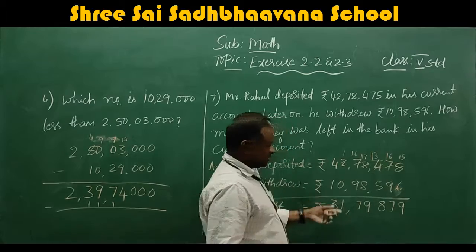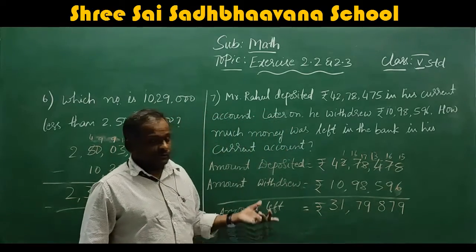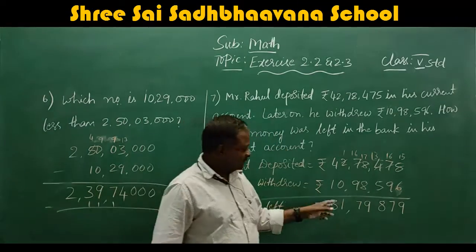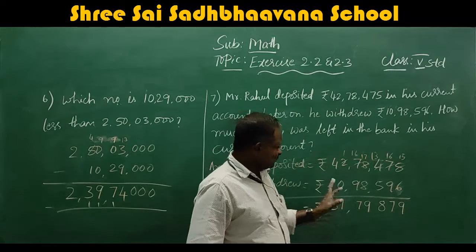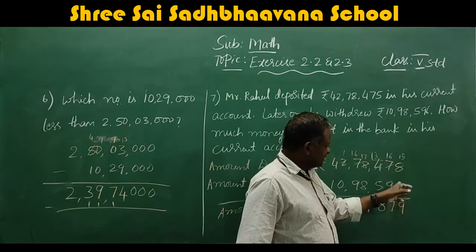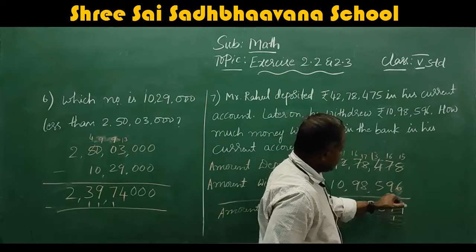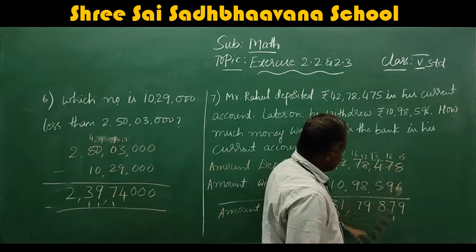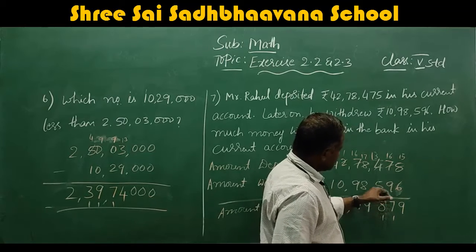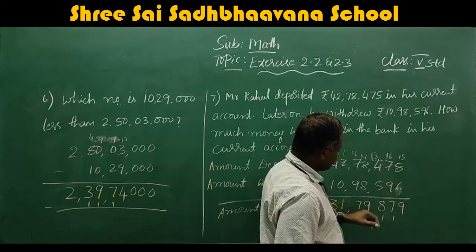So this is the answer. But what you have to do? Cross check. Add these two to get this one. Just I will add: 9 plus 6, 15. Carry 1. So 7 plus 1, 8. 8 plus 9, 17. Carry 1. 6 plus 5, 14.